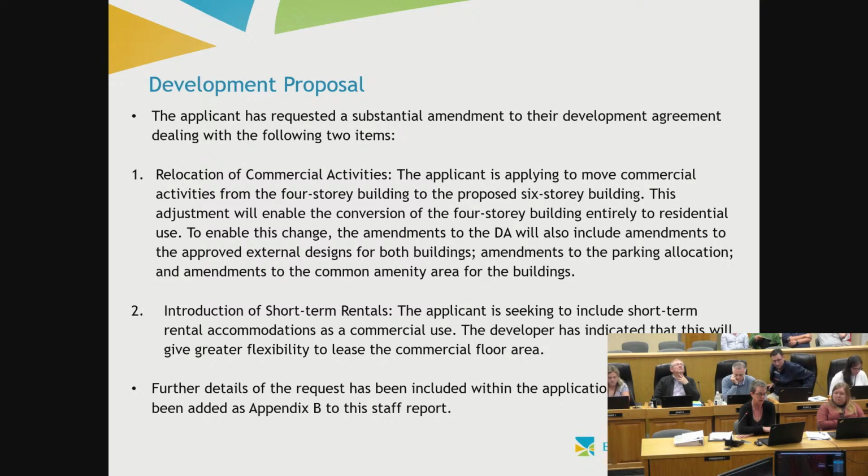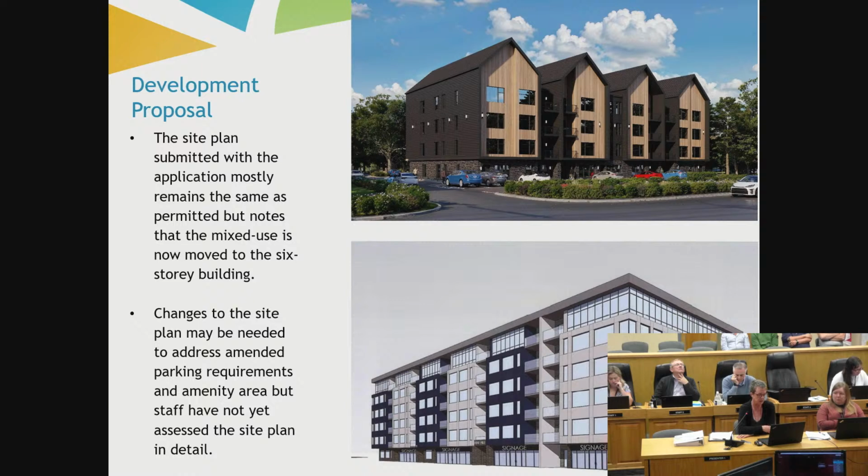And this, the developer has indicated that this will give greater flexibility to lease that commercial floor area. Further details of the request have been included in the staff report with the application letter added as Appendix B. So these are recent elevation drawings submitted with this current application, and the site plan remains mostly the same, just switching the labels over the two buildings. You can see here, this is the four-story building, and they've removed the commercial element on the ground floor and then added that to the six-story building.